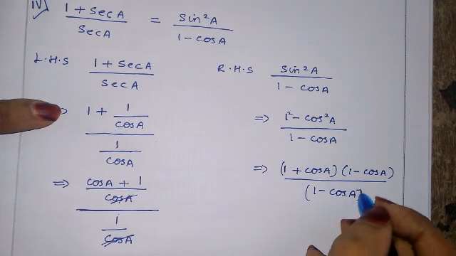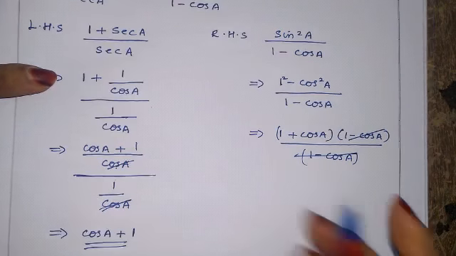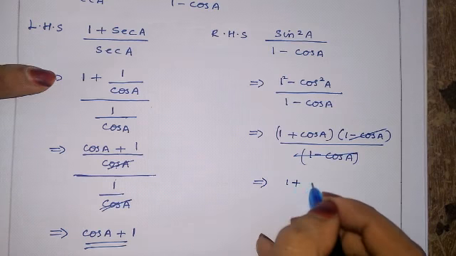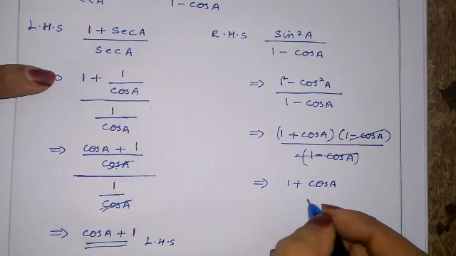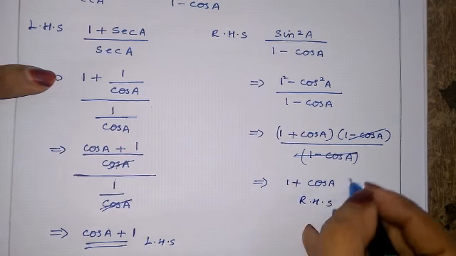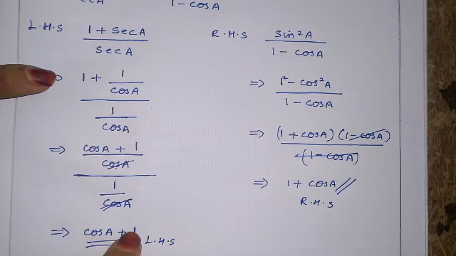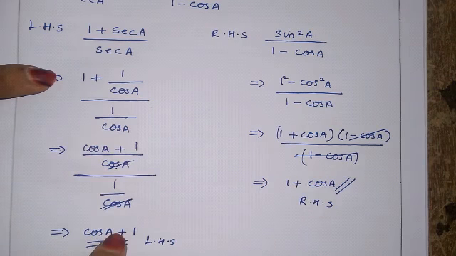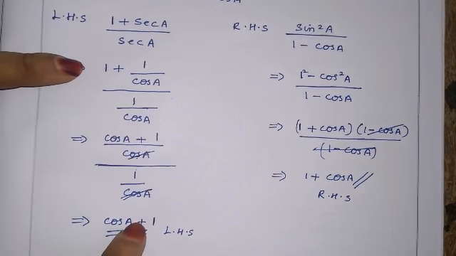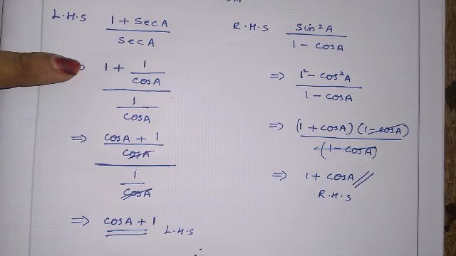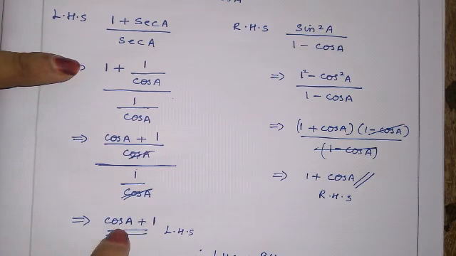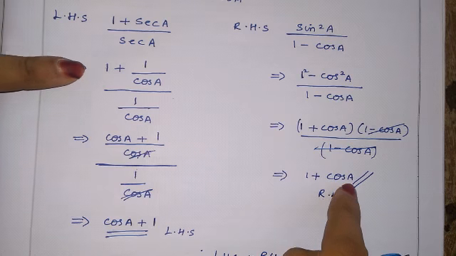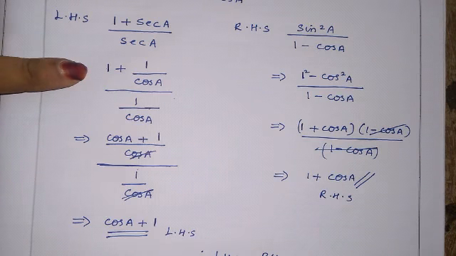Denominator as it is, 1 minus cos a. So 1 minus cos a, 1 minus cos a got cancelled, and what we left out? 1 plus cos a. So here this is LHS, this is RHS. Both are the same. Both answers we got: 1 plus cos a, 1 plus cos a. Cos a plus 1 is the same as 1 plus cos a. So therefore LHS is equal to RHS. Both answers we got the same, that is 1 plus cos a. This completes the fourth question.